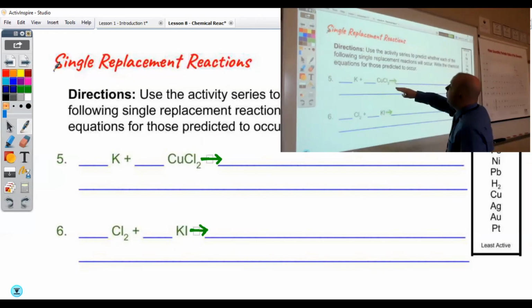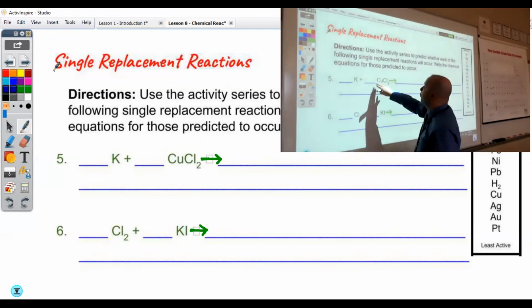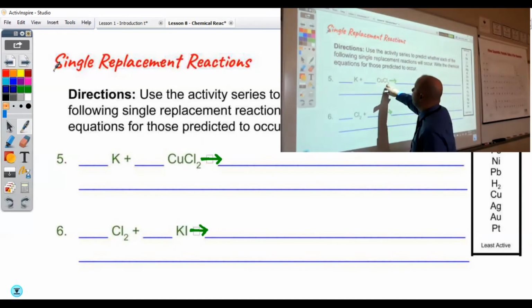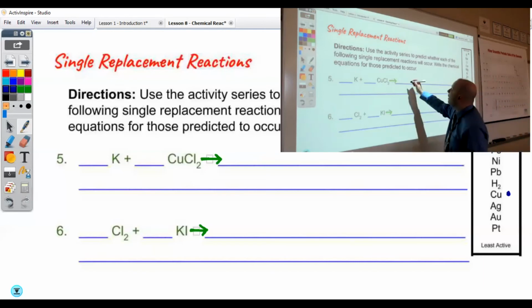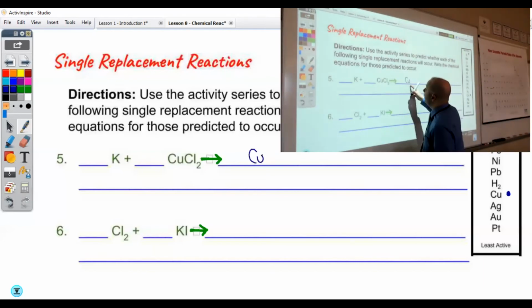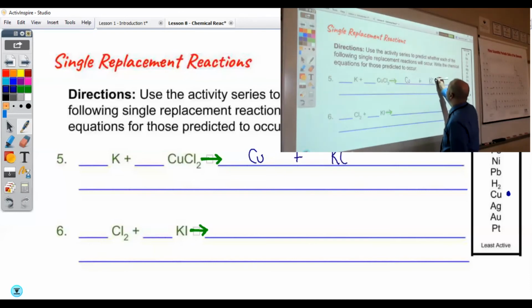So in this first problem, we have potassium reacting with copper 2 chloride. So again, we're going to look on our chart. We're going to find where potassium is. That's way up here at the top. And we're going to find our copper. Copper is way down here at the bottom, just above silver. So copper should be by itself at the end of this reaction. So we will have a reaction here that isolates copper and then is going to produce for us potassium chloride.